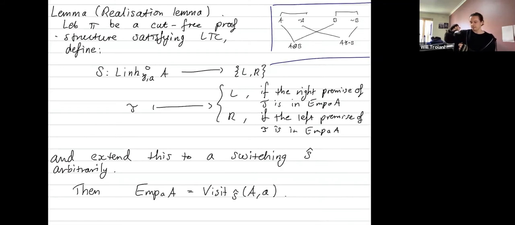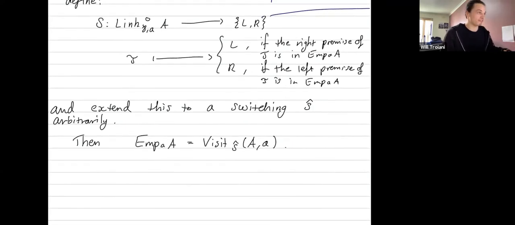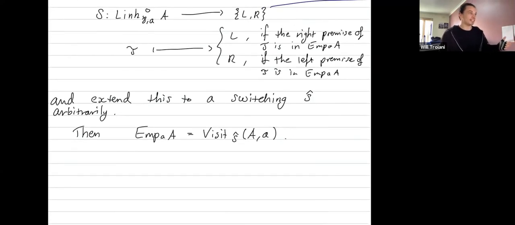And then the other case is if I hit a par link, and in that case, you only get the left premise if the par link is switched to a right switch in, and you only get the right premise if the par link is set to a left switch in. And that's exactly the way that we set up S. So we've geared it to work. That's a very hand-wavy sketch of the proof. And then filling out the details is kind of going through.